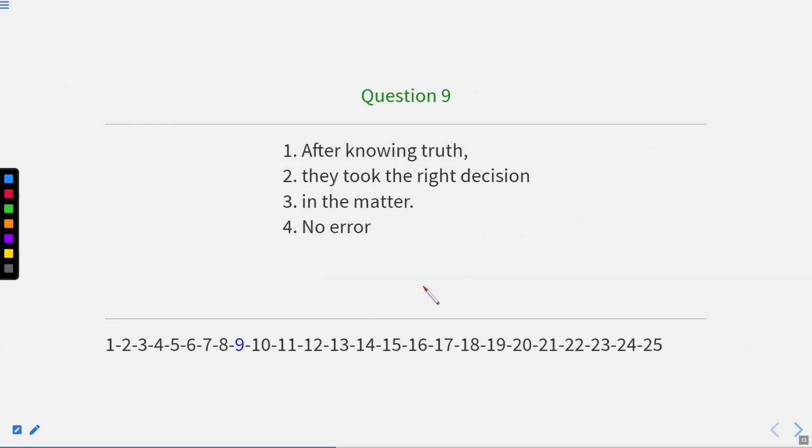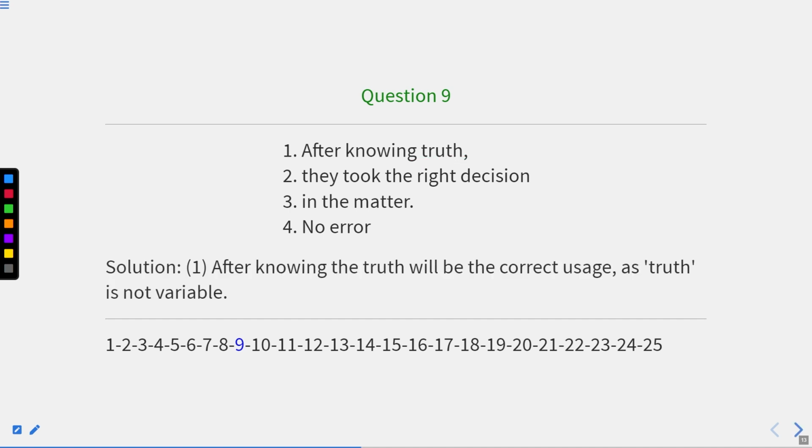After knowing truth, they took the right decision in the matter. Now we are talking about truth in a particular sense. It means if we use any abstract noun in a particular sense, we need to use the before it, because here I'm saying about some particular truth that I'm talking about. I'm not talking about any general truth. In fact, I'm talking about some truth that has been told over here. So the truth will be used in place of knowing truth.